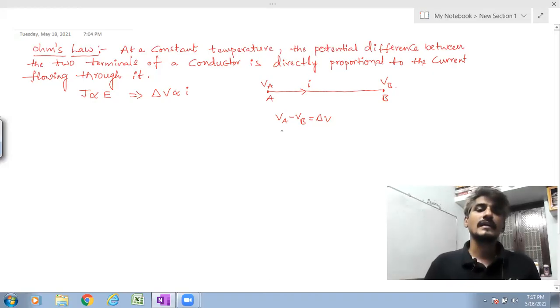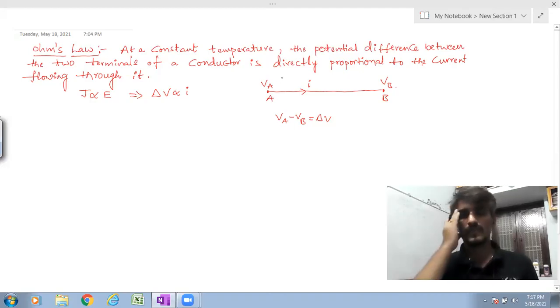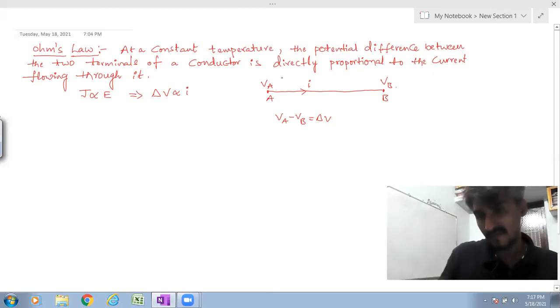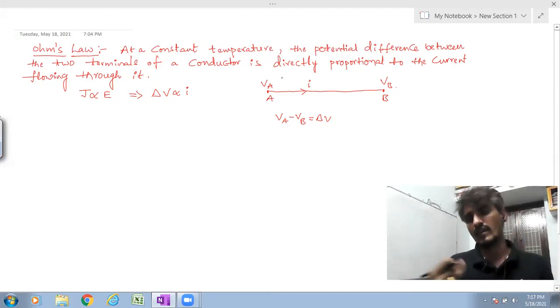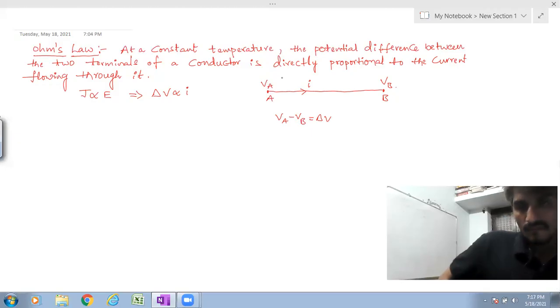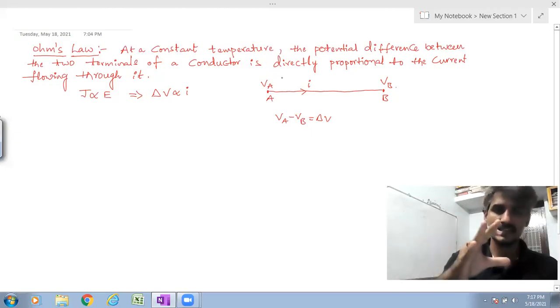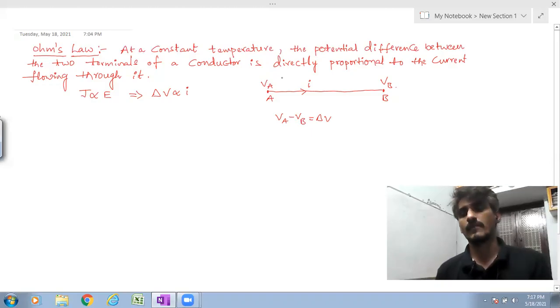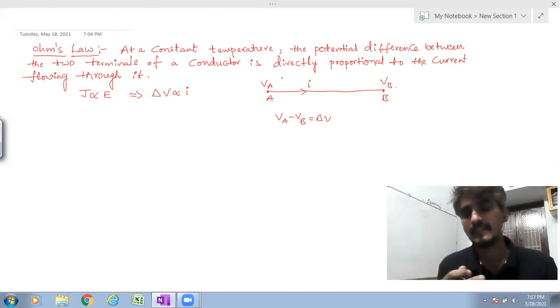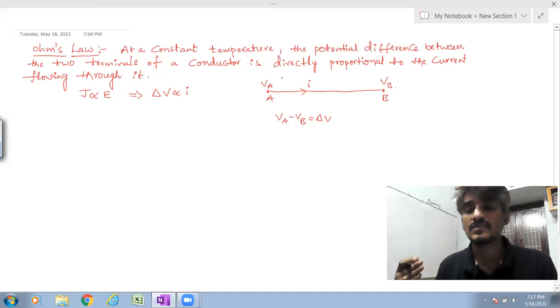Understand? So that delta V is nothing but the energy which is given to the electron. If delta V is increasing, you are giving more energy to the electron. As soon as it is released, what happens? It constitutes the electric current. Am I right or not?